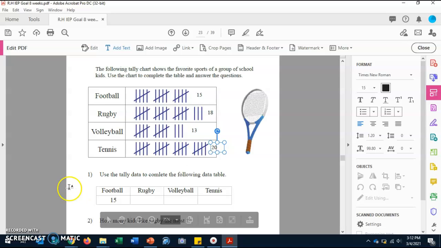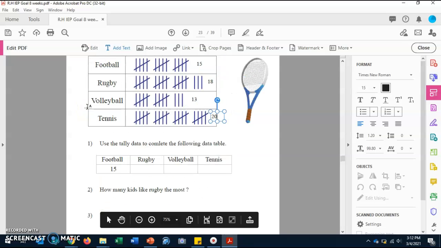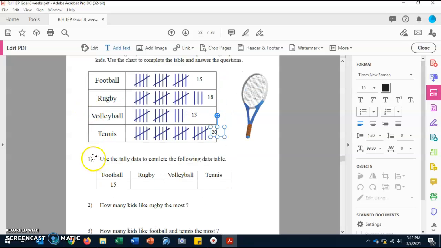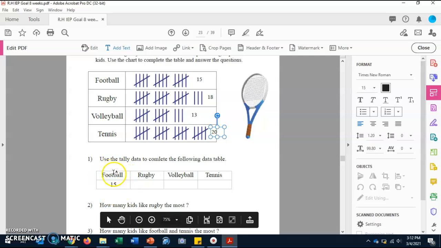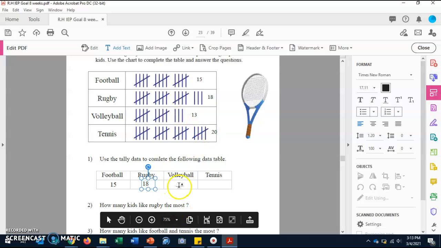So now we have a total of 5 questions. I'm going to do question number 1 with you and you will do the rest on your own. For question number 1, it says, use the tally data to complete the following data table. So they already gave us football and it said 15. So look, the same thing we did here, we just now have to input them here. So they already did football for us, now rugby, so we put here 18, so that is what we're going to write down here. Then for volleyball, we have 13. And for tennis, we have 20.